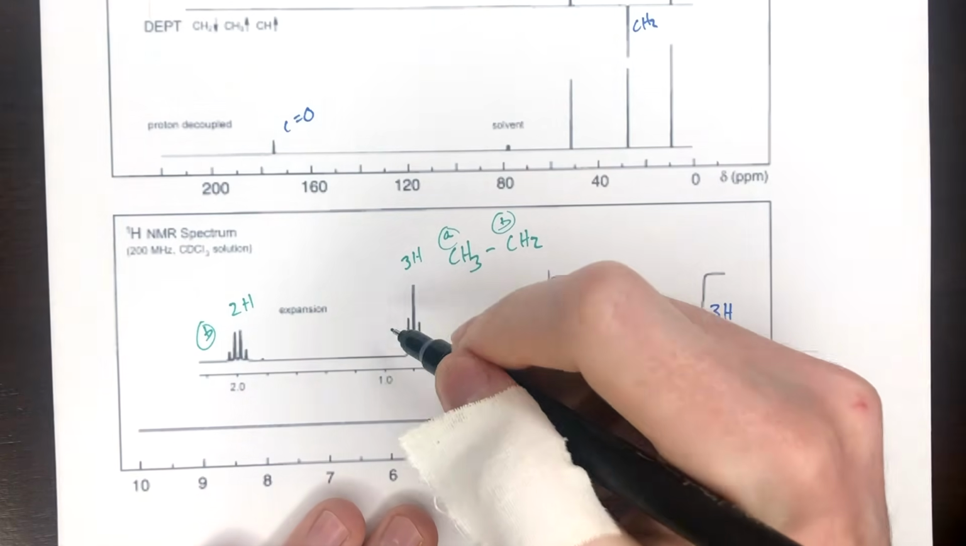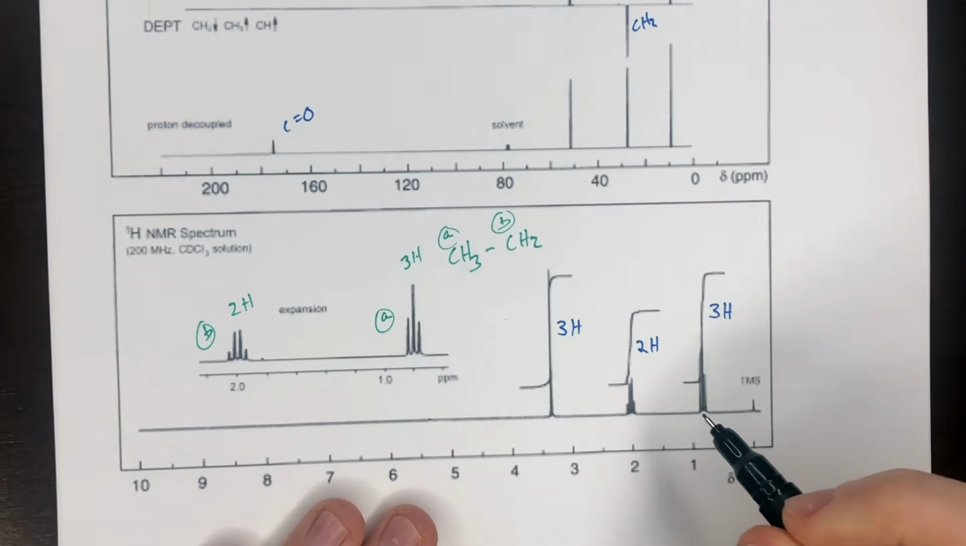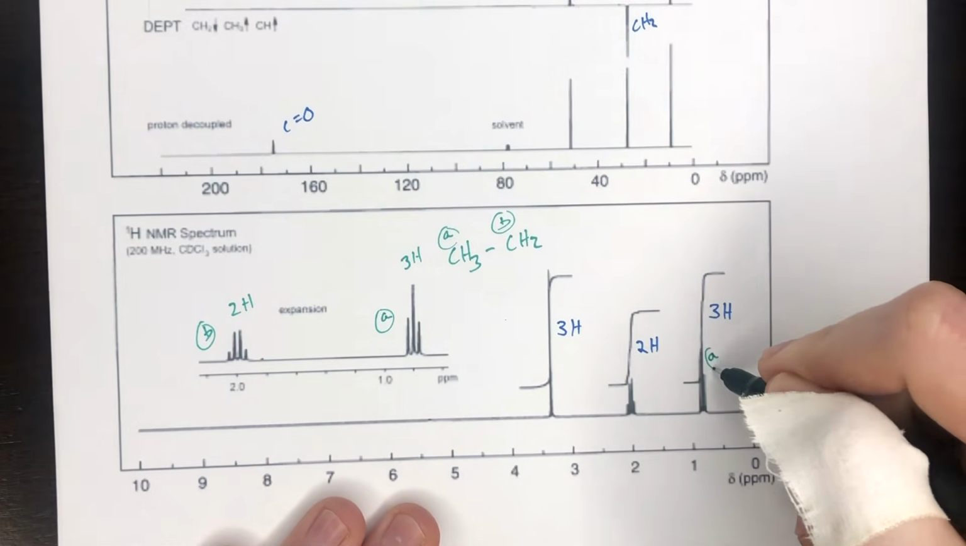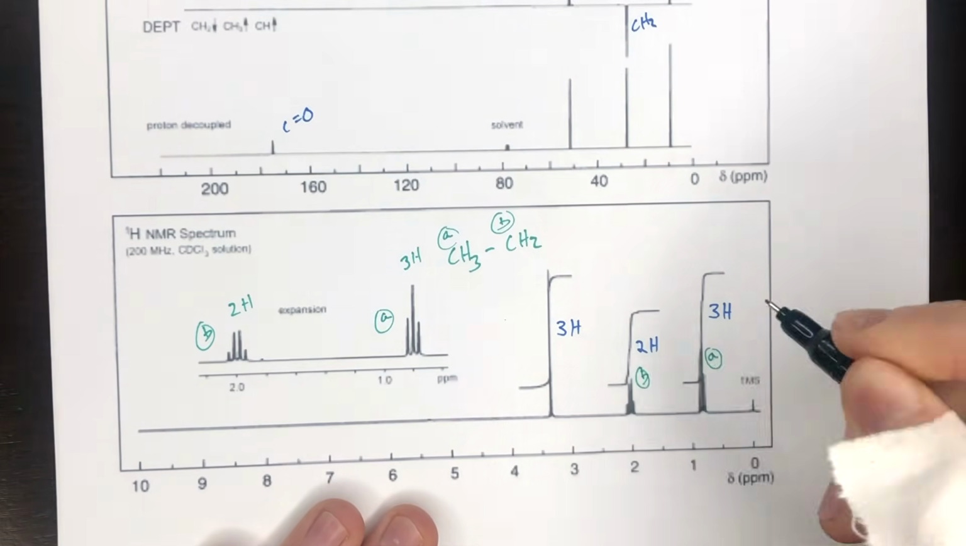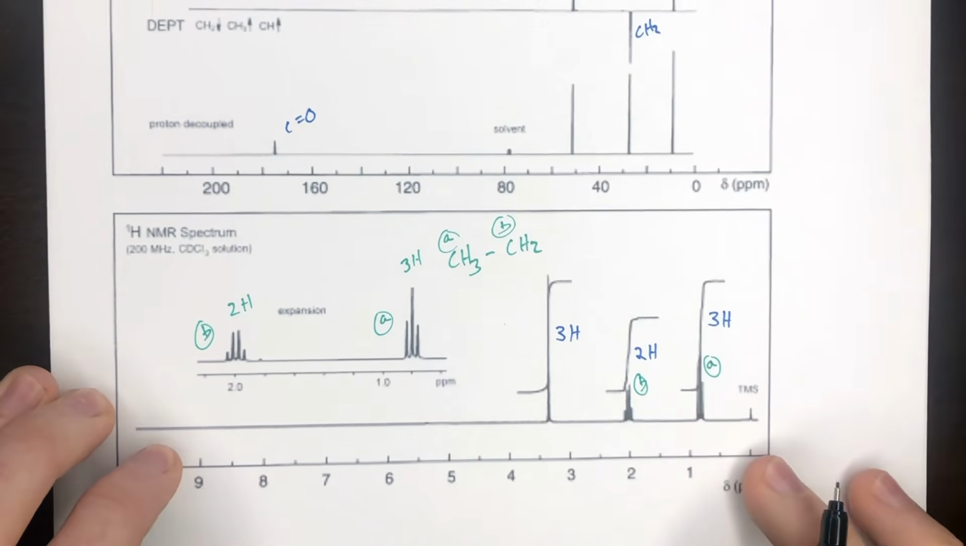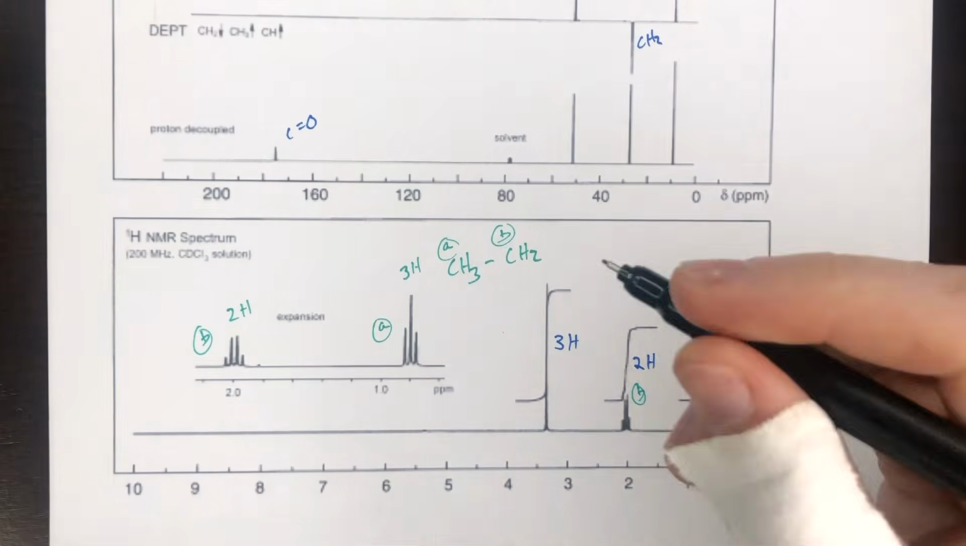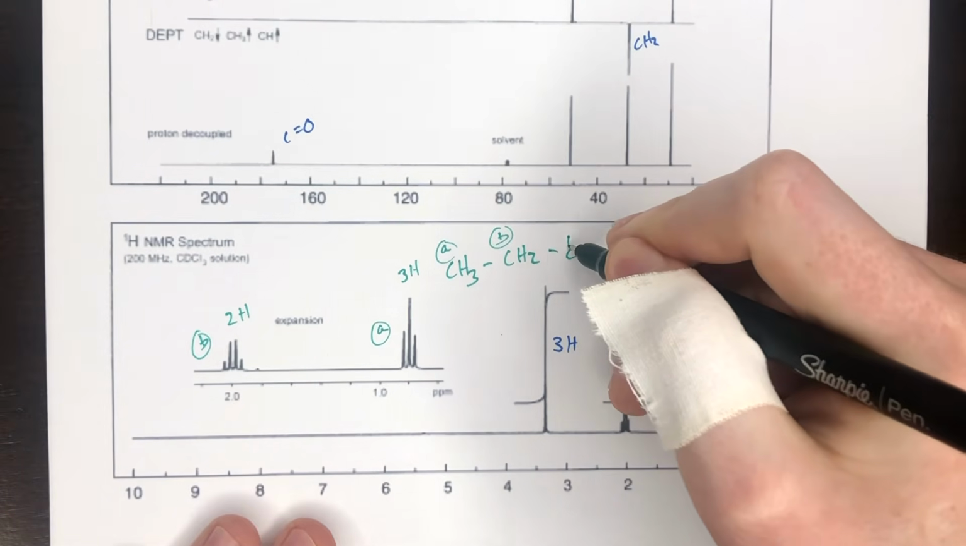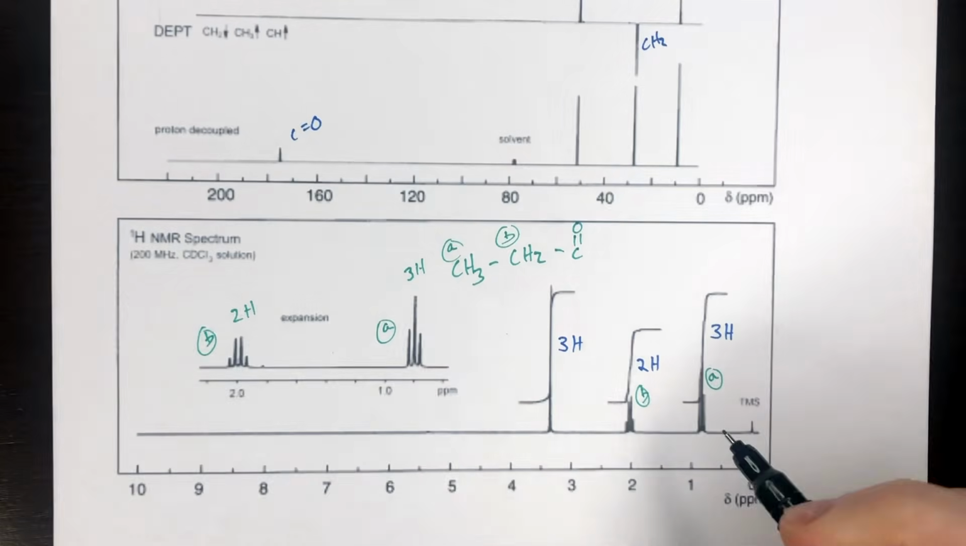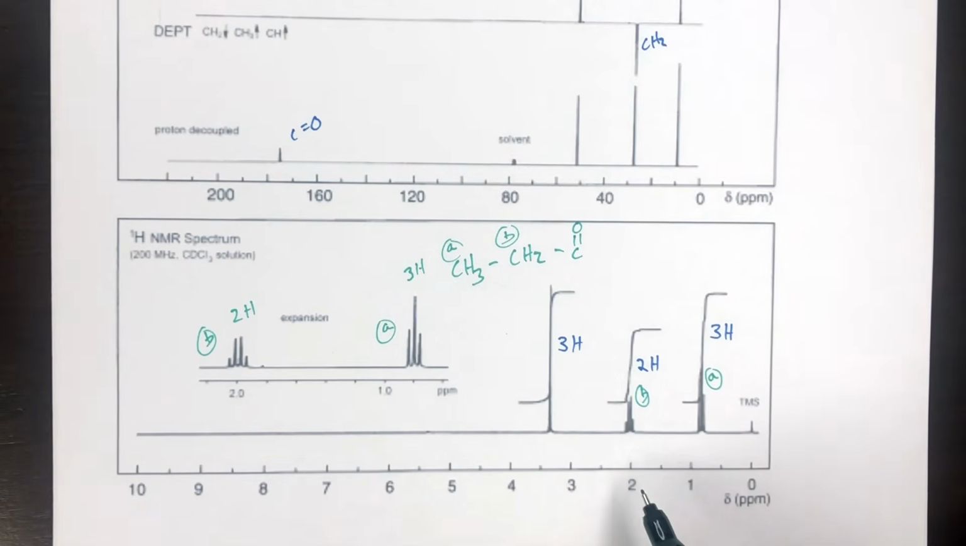So A is splitting B, right? So this is A down here, and this is B. These are the same signals, they're just expanded to give us the splitting information. So we know that we have this ethyl pattern. And the other information we see is that the CH2 is probably bound to the carbonyl because it's shifted to around 2. That's consistent with a CH2 bound to a carbonyl.